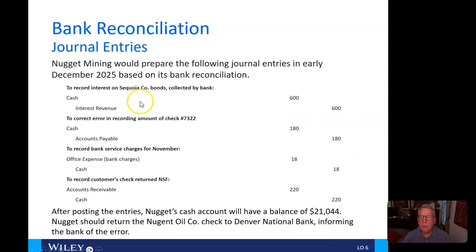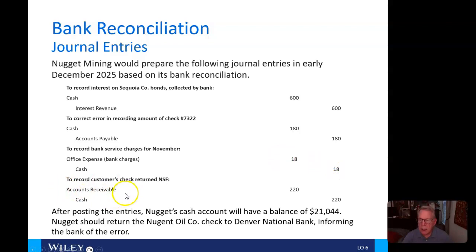And here they are. Record the interest revenue for $600. We record the error on the check number 7322 for $180. We'll debit cash, credit accounts payable. We'll record bank service charges here.